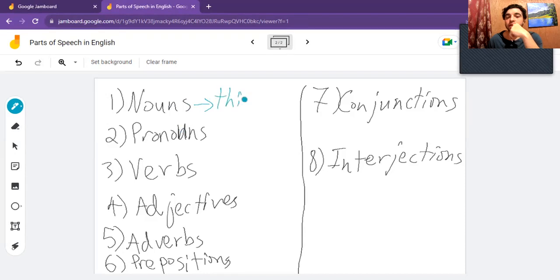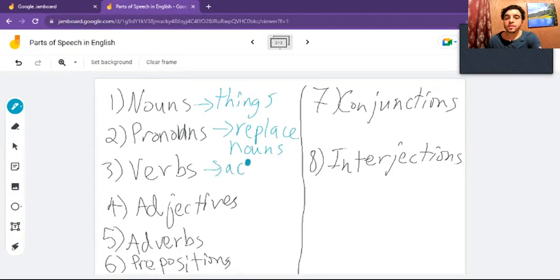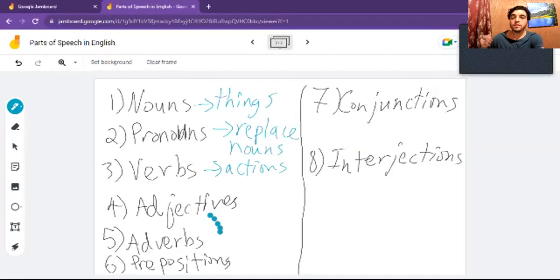So if we want to understand what each of these is, with nouns, these are the things, right? For example, things like tree, milk, Muhammad, Paul, whatever. So proper nouns, right? Pronouns replace the nouns, so we have things like he, she, it, they. Verbs are the actions, so we have things like say, tell, run, walk, play.